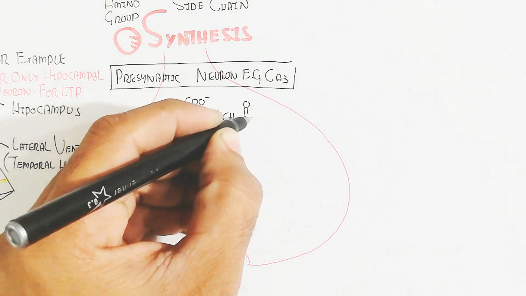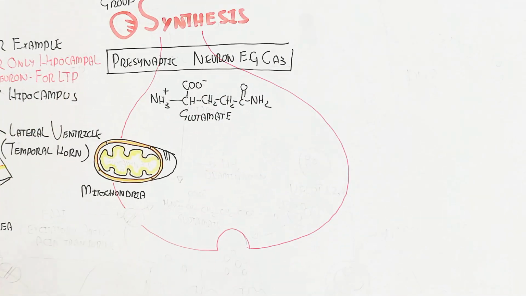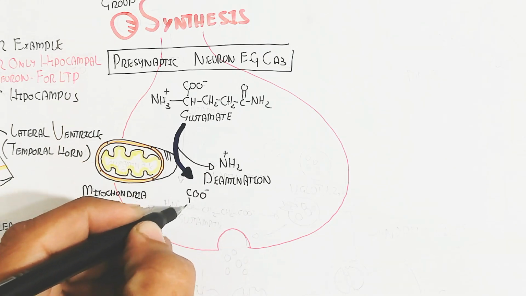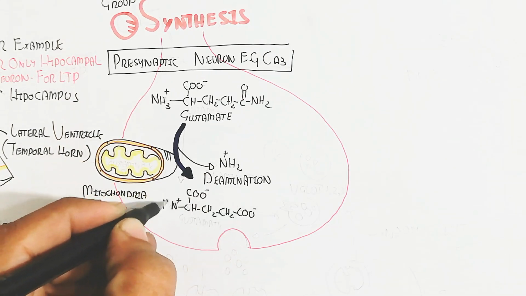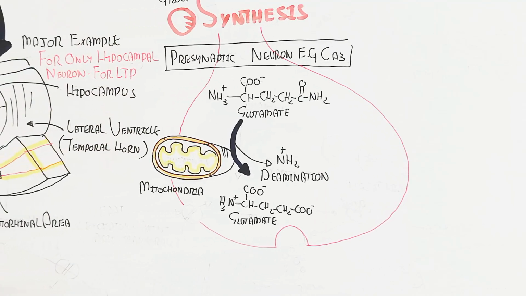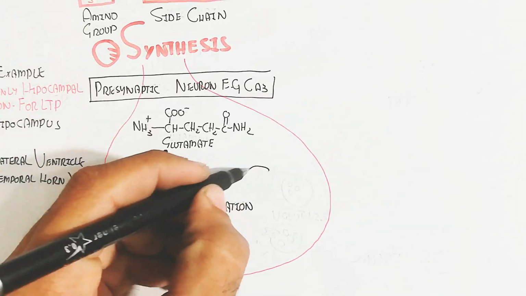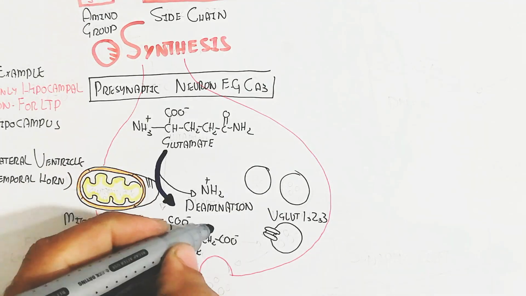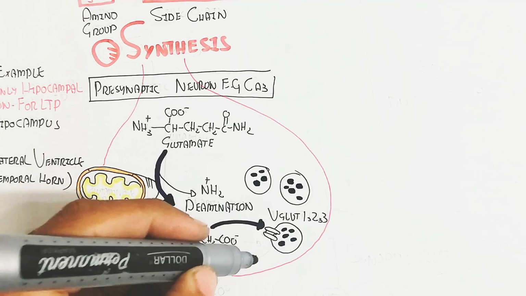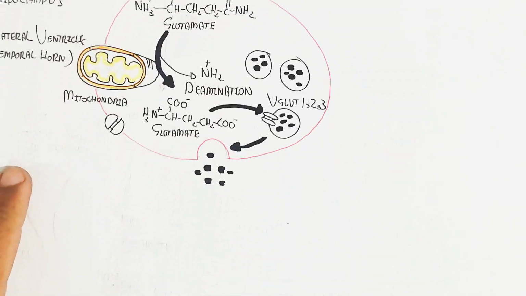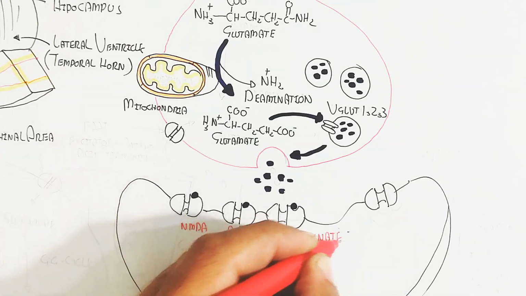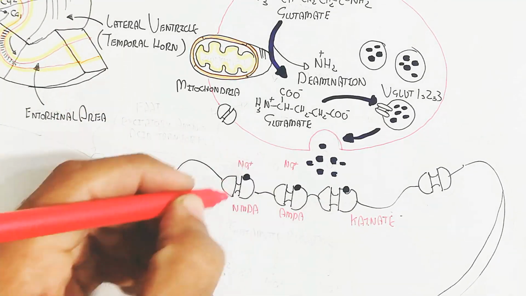The presynaptic neuron example is collateral neuron 3, and glutamine will go into the mitochondria and produce glutamate. In this way the amine group will be released, known as deamination, forming glutamate from glutamine. It will be stored in the VGLUT 1 to 3, and exocytosis will occur, and the glutamate will bind with the postsynaptic neuron, for example CA2 or 1.